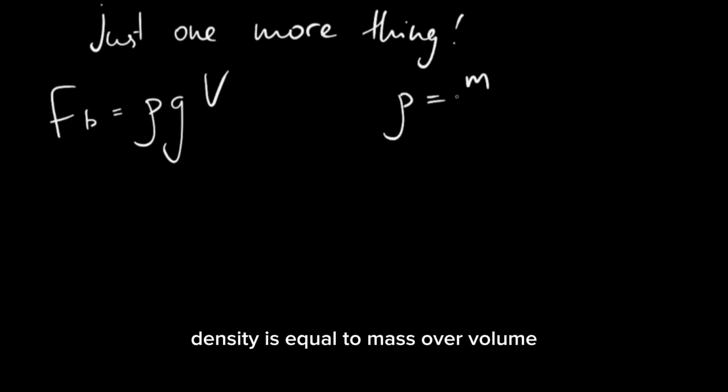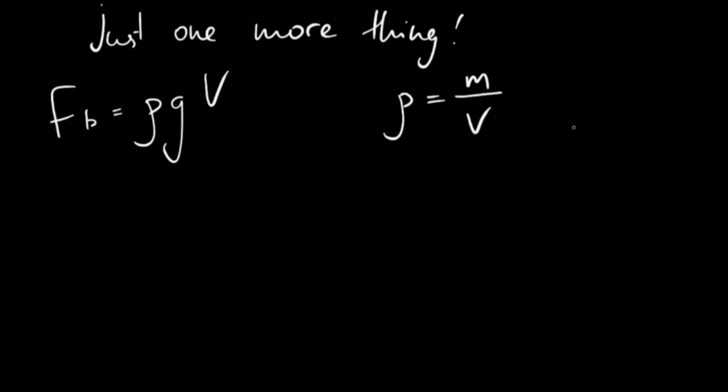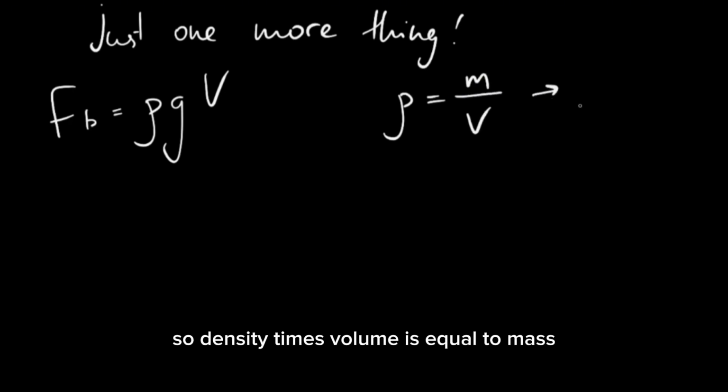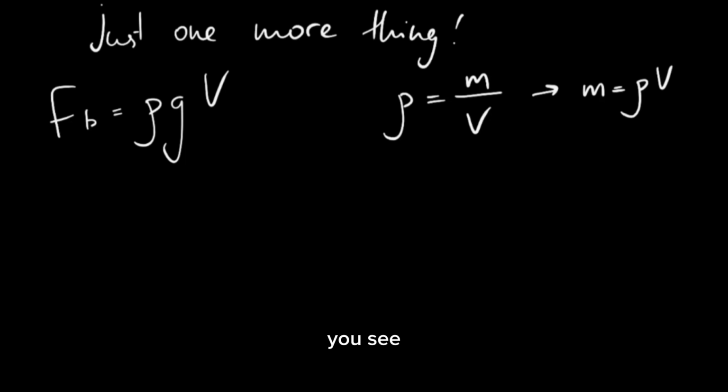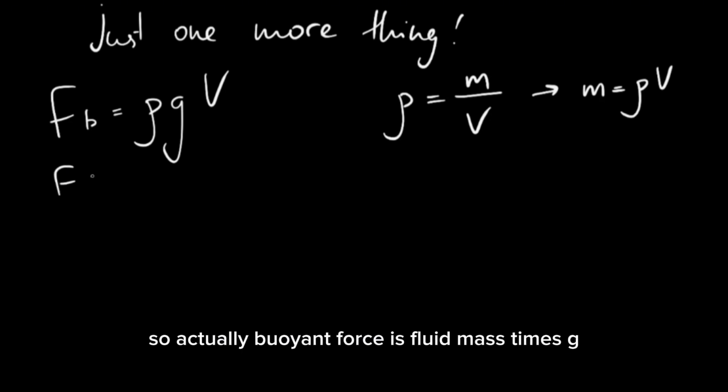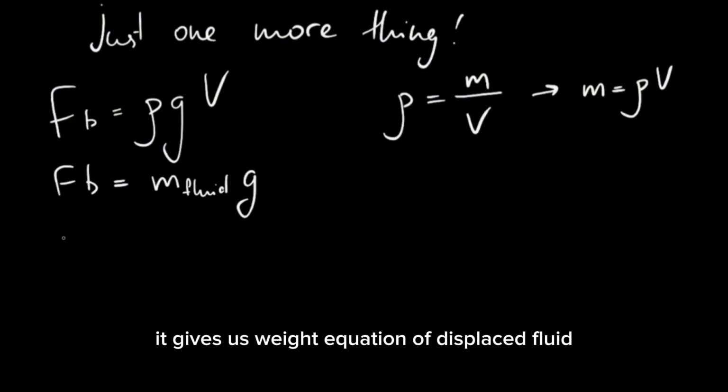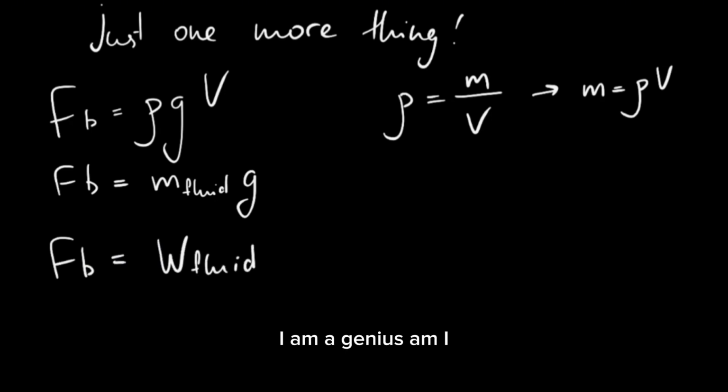Density is equal to mass over volume. So density times volume is equal to mass. You see? So actually buoyant force is fluid mass times g. It gives us the weight equation of displaced fluid. I'm a genius, am I?